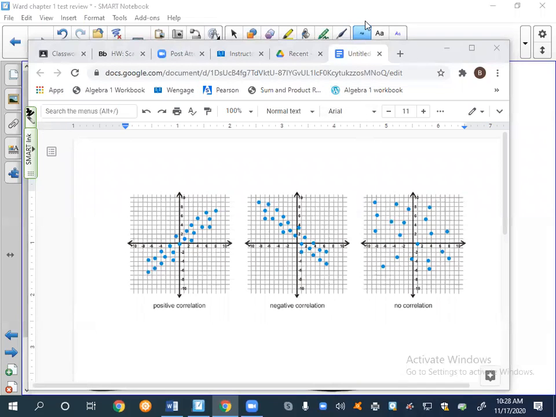Let me make sure I'm talking here. Yep, I'm talking. All right. It does not create a straight line.